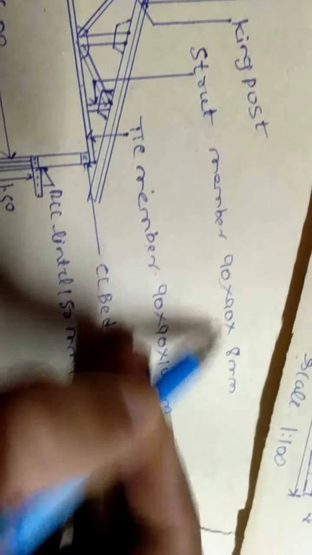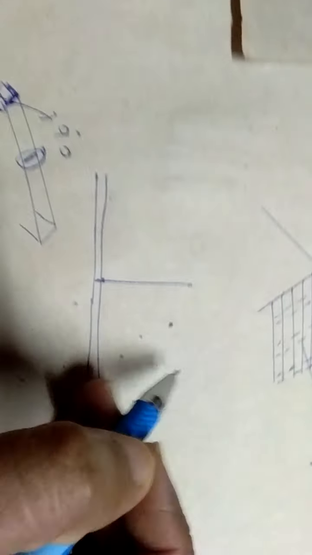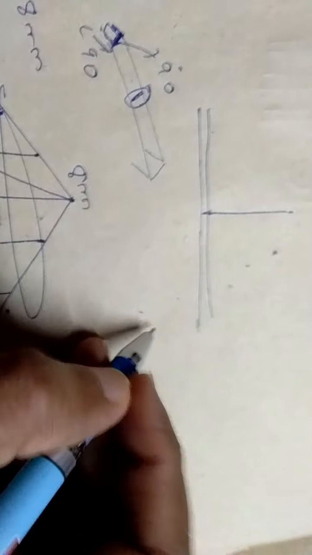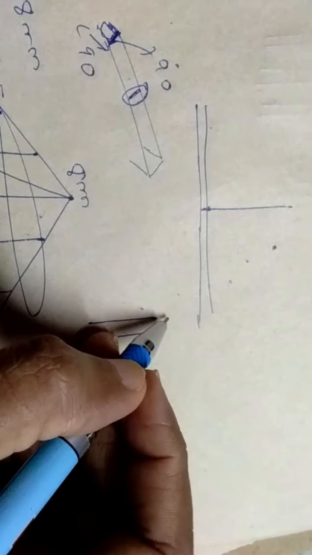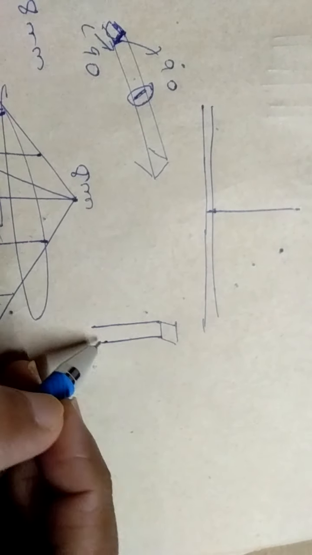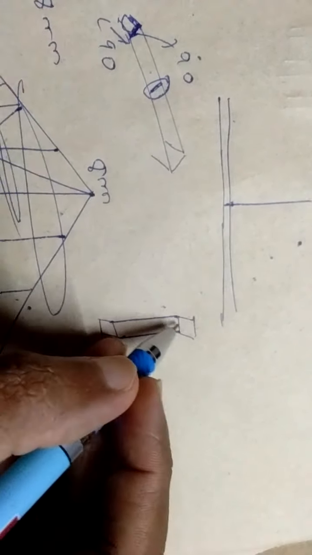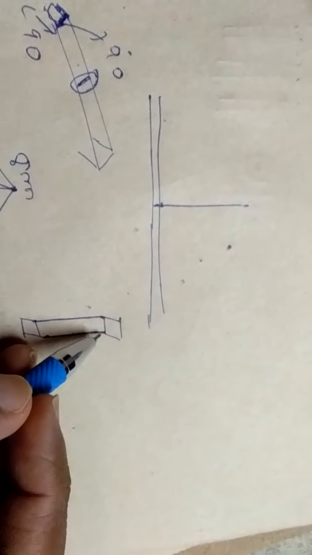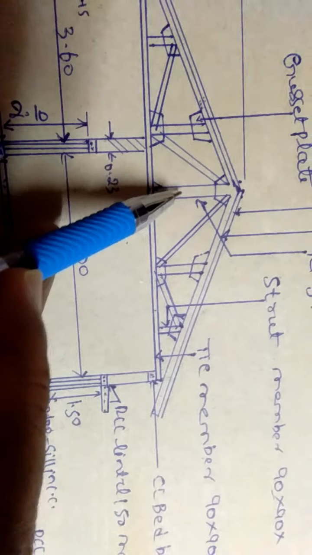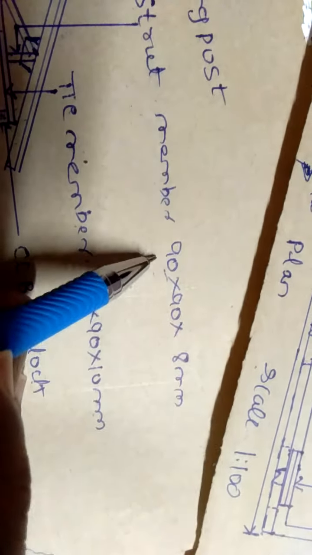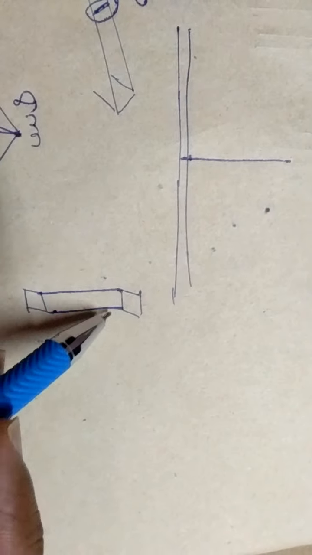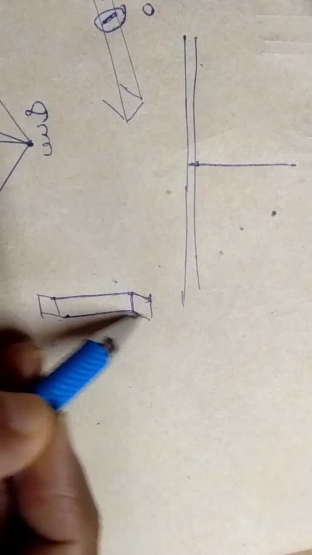This is the strut member. And what is the strut member size? 90 by 90 by 8. So 90 by 90 by 8 means what it will be? See, this is the strut member. This will be the section here, at the bottom also like this. This will be the height of the strut. Sorry, this is not the strut, actually this is the king post. Even the king post has the same size; in the question they have given the same size for the king post. So this is the king post height, and the upper part will be like this.